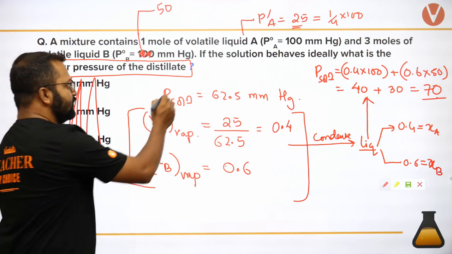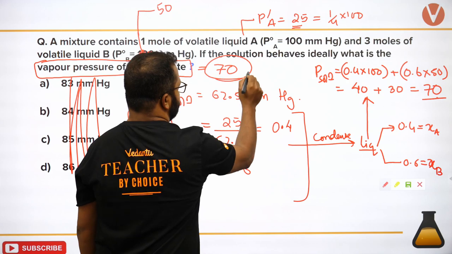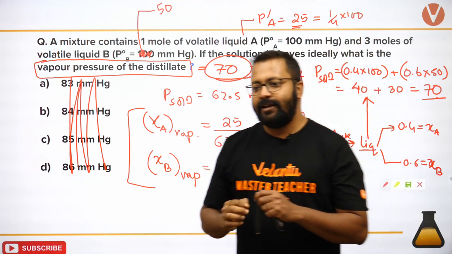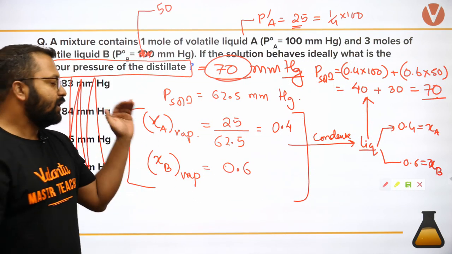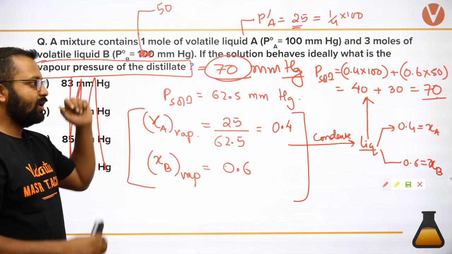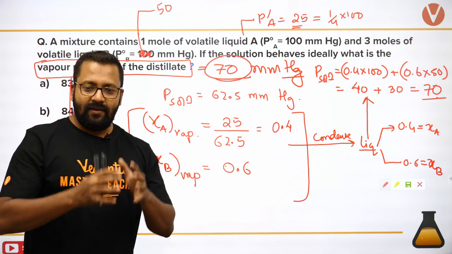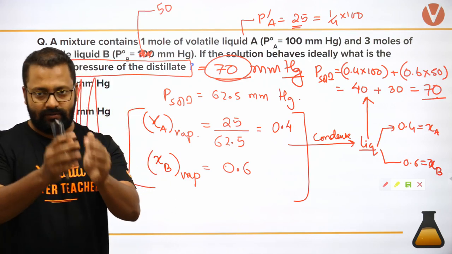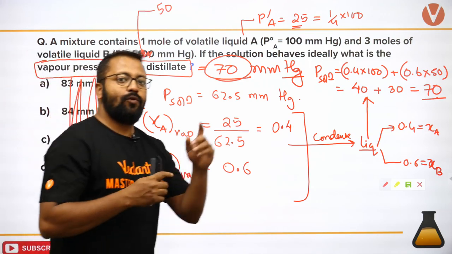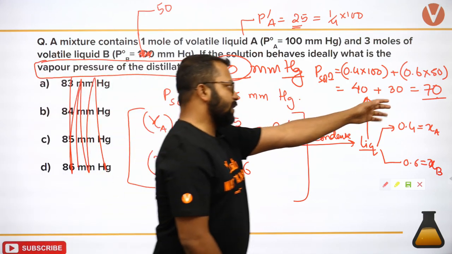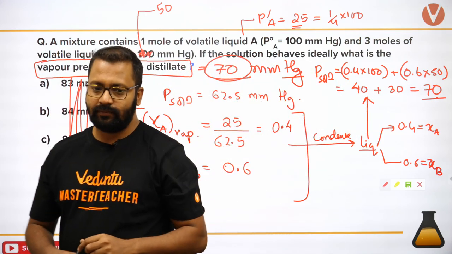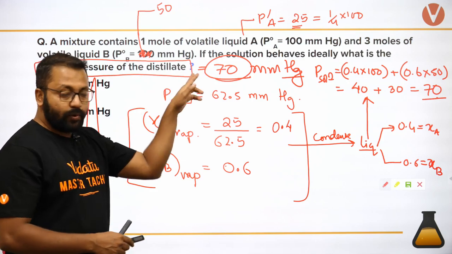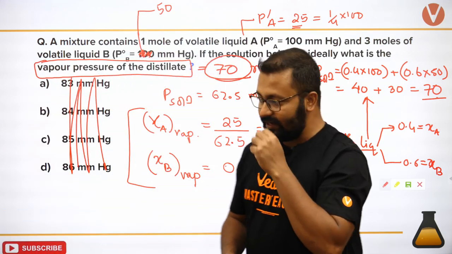Yahan pe koi aisa option hai nahi. The right answer over here will be 70 mmHg. Okay, it's very, very simple. What we are doing is we are taking the previous solution, boiling it, collecting the vapors. Vapors ko jo maine collect kiya, I condense them. I then boil this liquid and calculate its vapor pressure. So its vapor pressure comes to be equal to 70. Okay. So very simple question, but yeah, you have to read the question properly. The answer should turn out to be 70.